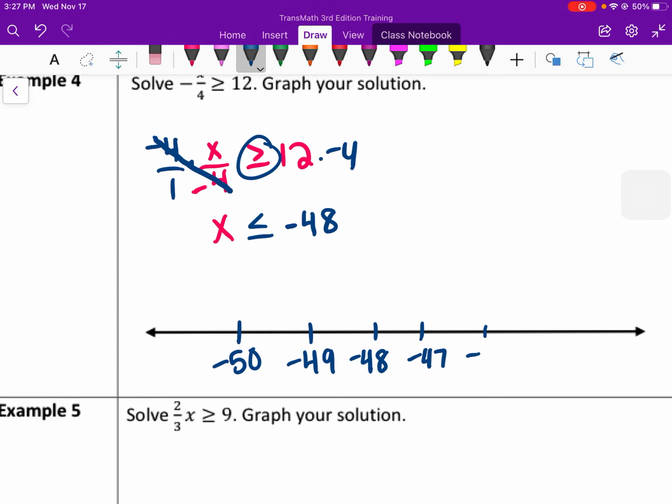We would be getting less negative towards 0 to the right. This would be a closed circle at negative 48 because we're equal to, and the values that are less than would be to the left.